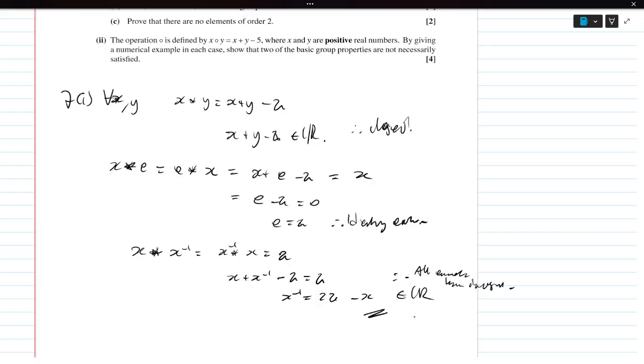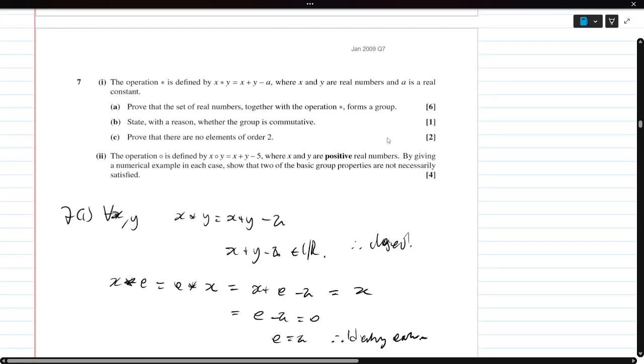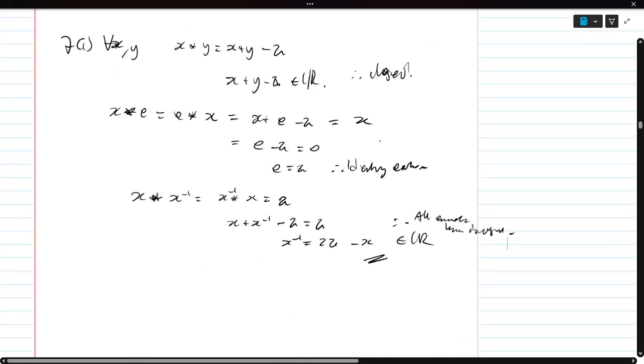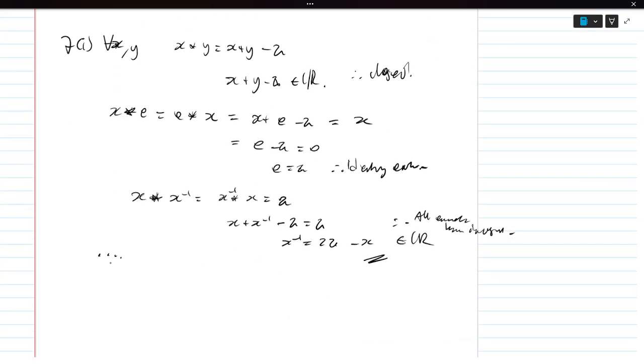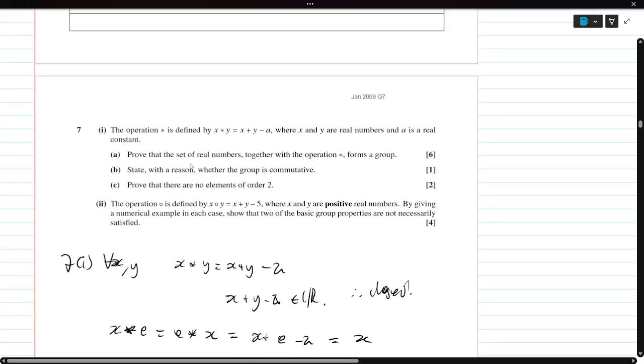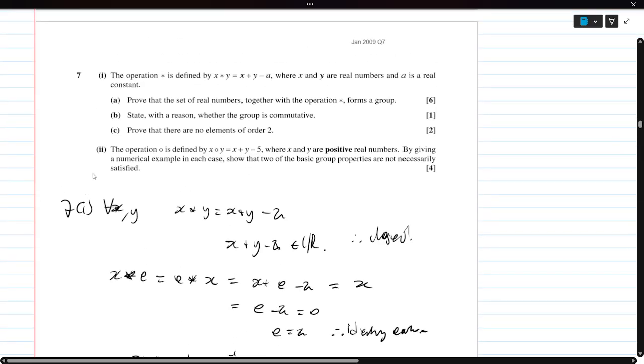Associativity. Can we just assume it's associative, please? I cannot be asked. Okay, let's say I prove associativity. Blah blah blah. Hence associative. It's almost midnight, and I've got an exam tomorrow. State with a reason whether the group is commutative. It is commutative because I can literally show it.